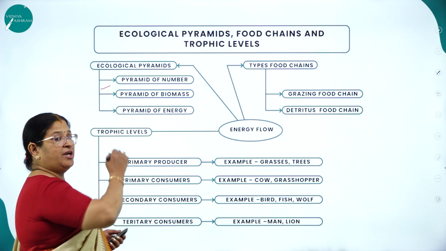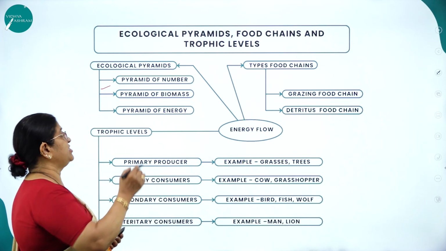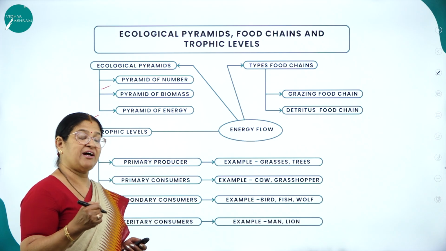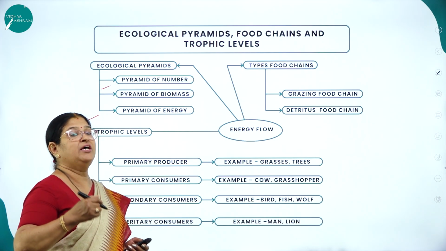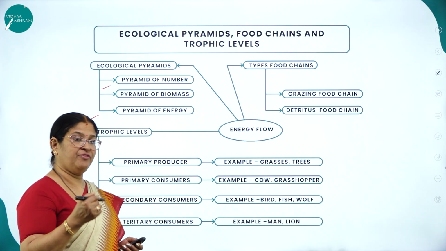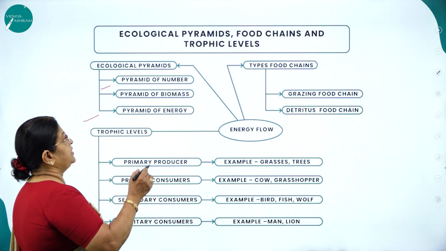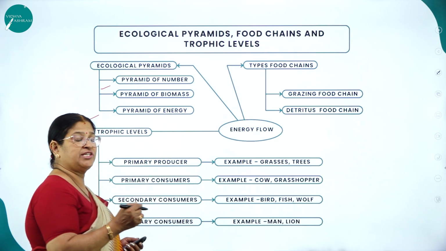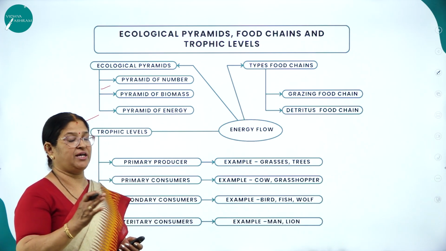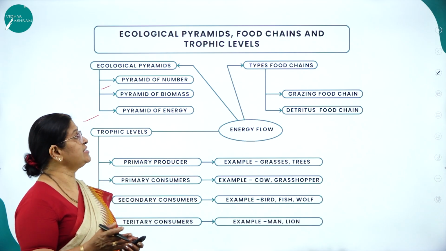Pyramid of number, which consists of number, biomass and energy. So what are ecological pyramids? They are the schematic graphical representation of different trophic levels of a food chain, which consists of number, biomass and energy. Then types of food chain. What is food chain? It is the process of transfer of energy from one trophic level to another trophic level. Eating and being eaten is called as food chain.